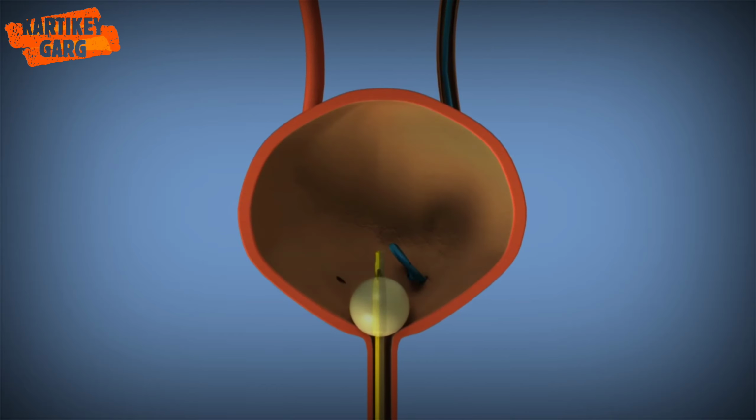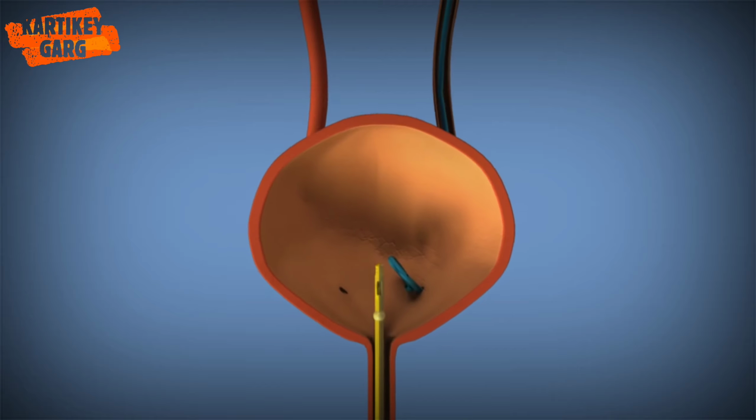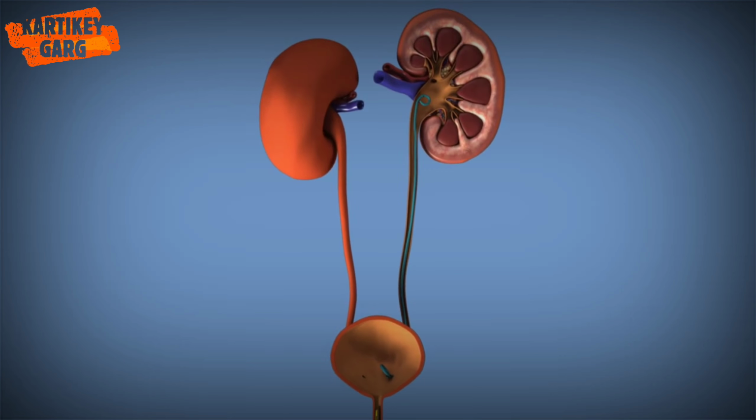A catheter, which is a tube placed through the urethra into the bladder, may be used to drain the bladder. This catheter remains in place with the use of an inflated balloon. The catheter and stent are usually removed shortly after the procedure.